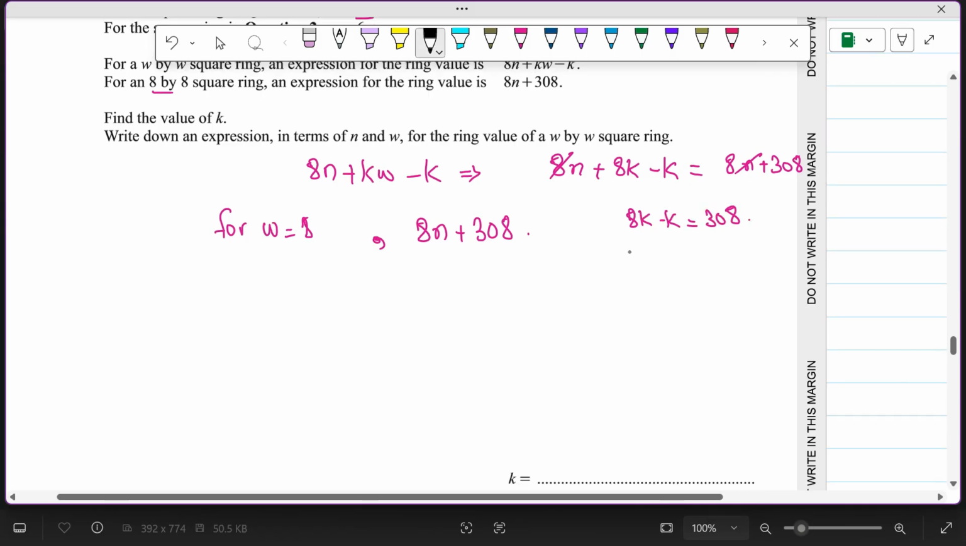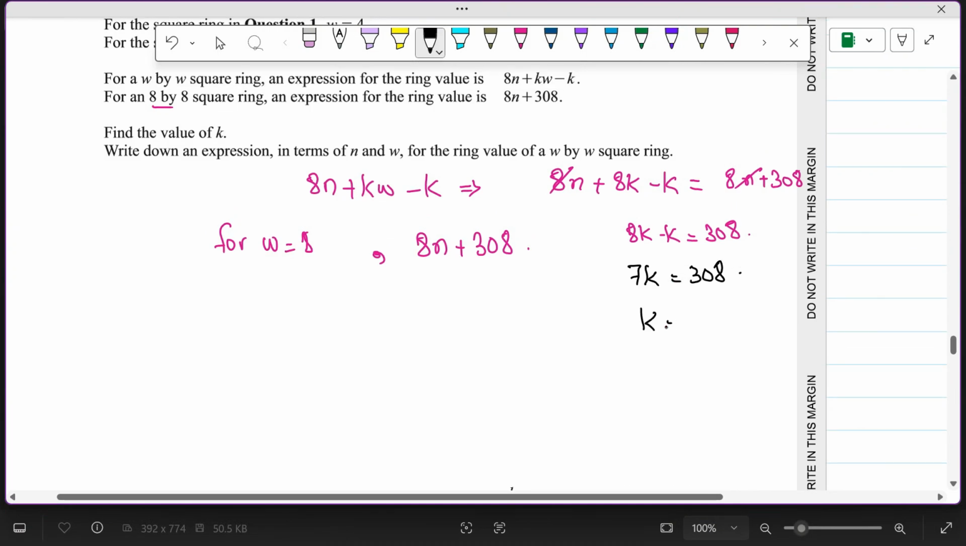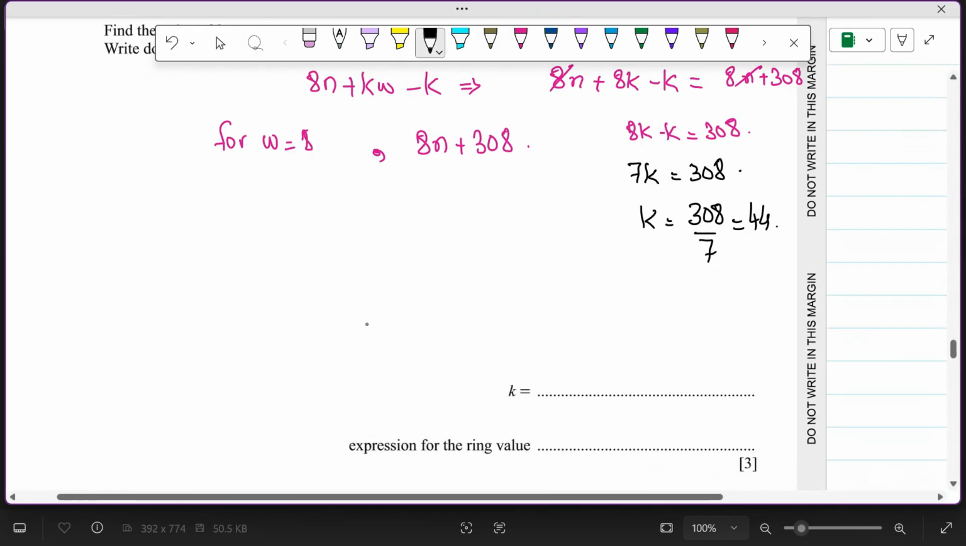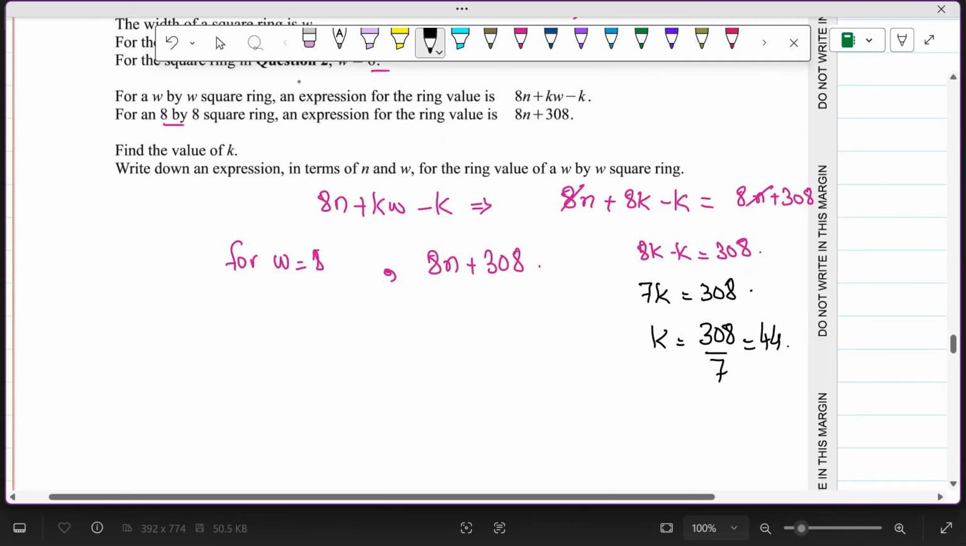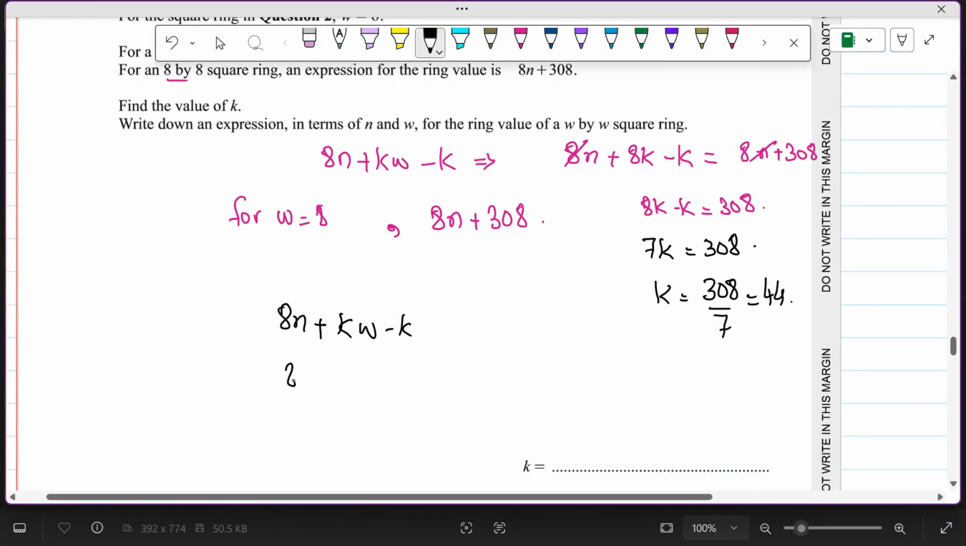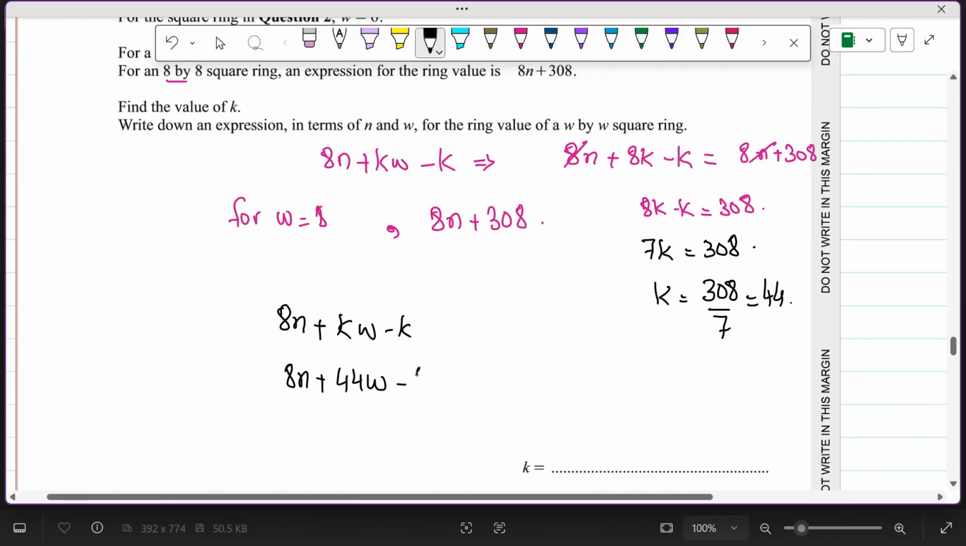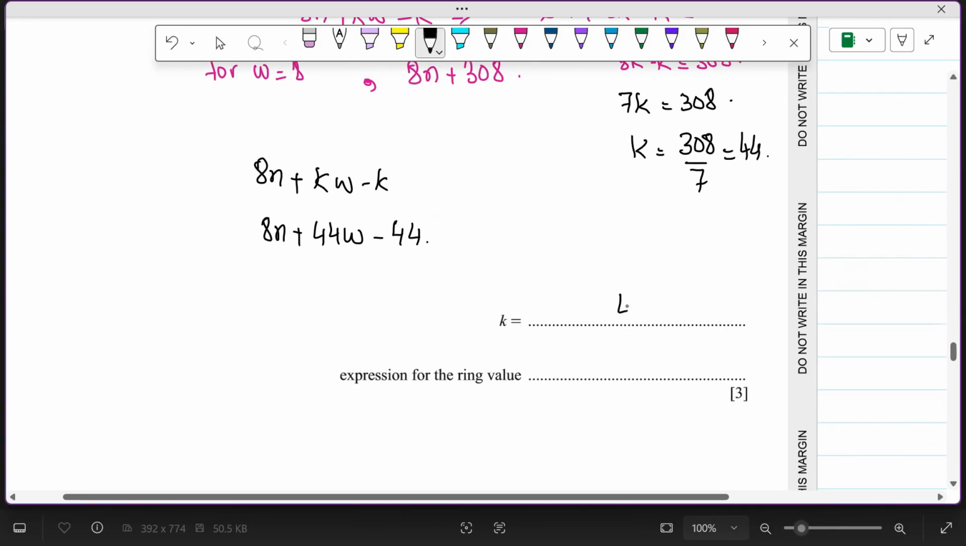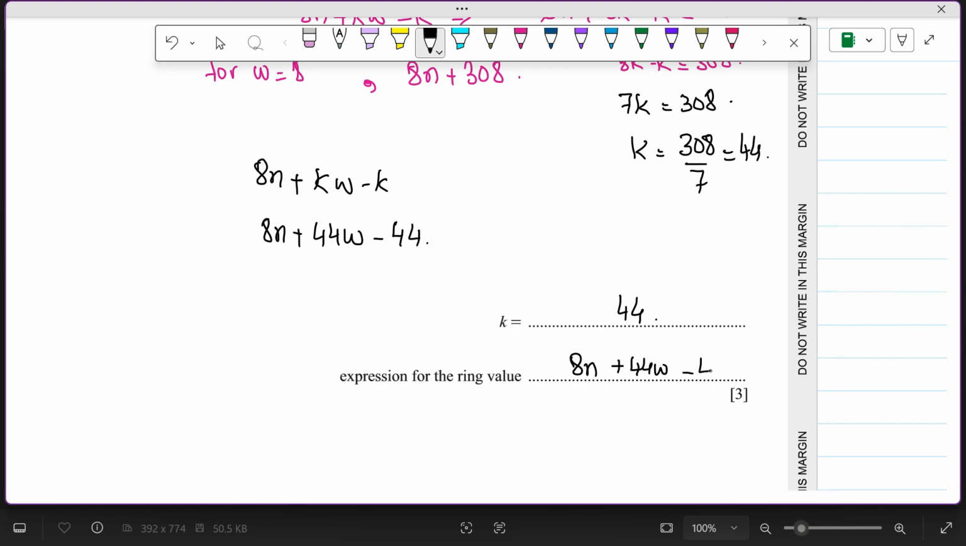8k minus k is 7k, and this is equal to 308. So k is equal to 308 over 7, and this is equal to 44. Now the expression for the k width is 8n plus kw minus k, and this is equal to 8n plus 44w minus 44. So k is 44 and the expression is 8n plus 44w minus 44.